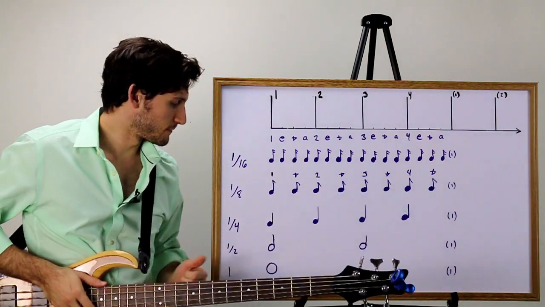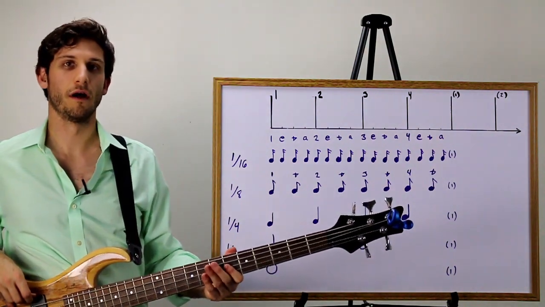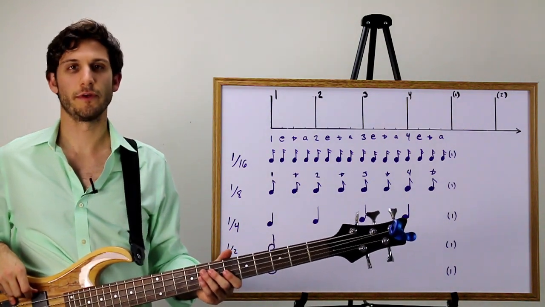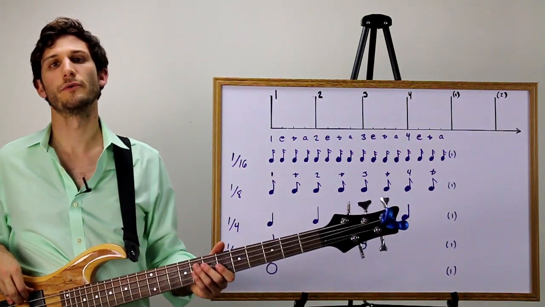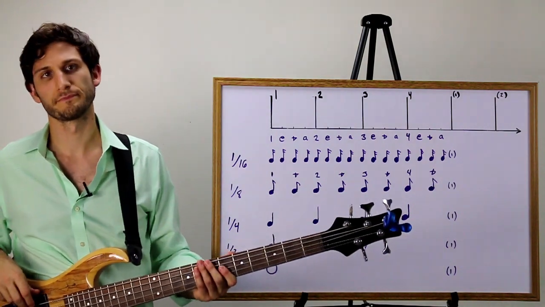Okay, now quarter notes. Quarter notes are easy. Here we go. One quarter note sounds like this. 1. Put them together. 1, 2, 3, 4. 1, 2, 3, 4. 1, 2, 3, 4.